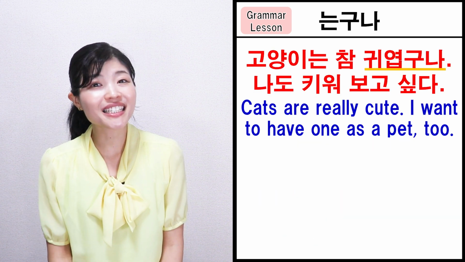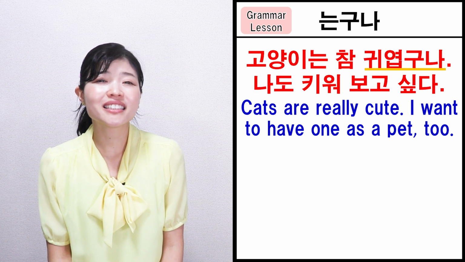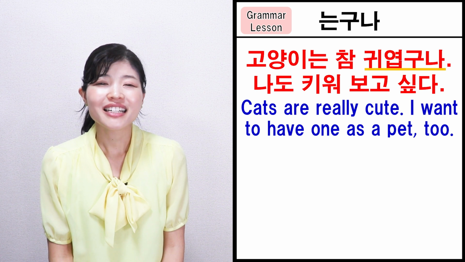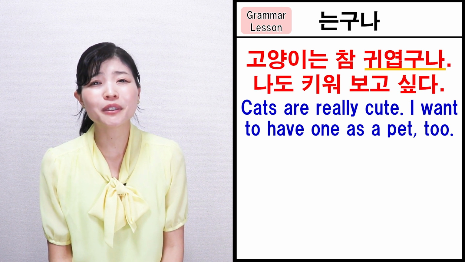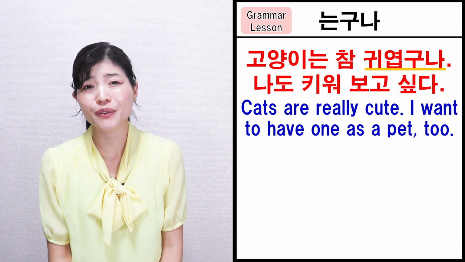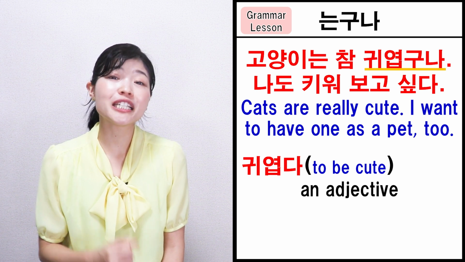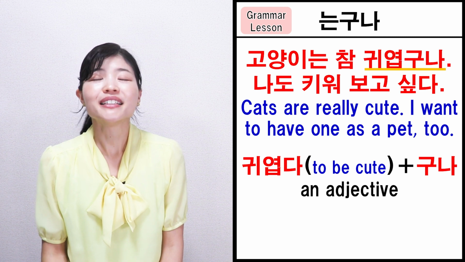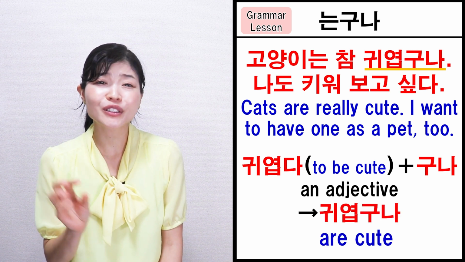Next is a sample sentence with an adjective. 고양이는 참 귀엽구나. 나도 키워보고 싶다. Cats are really cute. I want to have one as a pet too. Here, since 귀엽다, to be cute, is an adjective, you attach 구나 to the stem to make 귀엽구나, or cute.